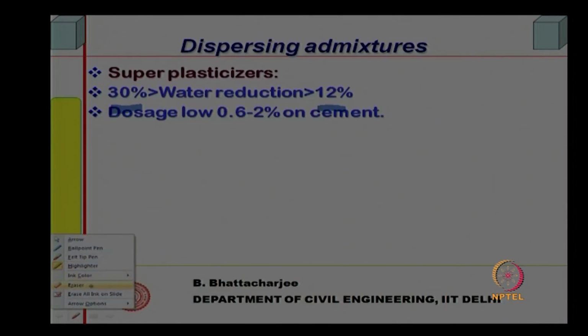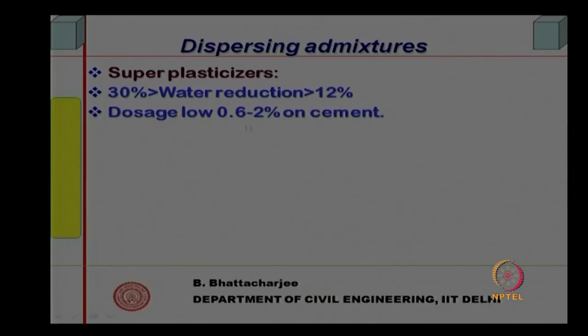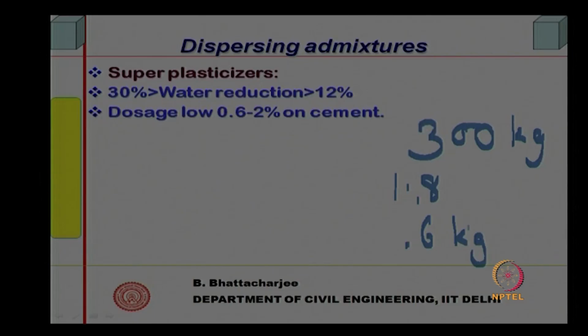Cement can absorb more of this material, because we said that they get absorbed at the surface of the cement particle, and more quantity can be absorbed there. Dosage is usually 0.6 to 2% of the cement. So, if it was 300 kg of cement earlier, the maximum you would have added is 1.8 kg of plasticizer, but with superplasticizer you might add from 1.8 to about 6 kg.